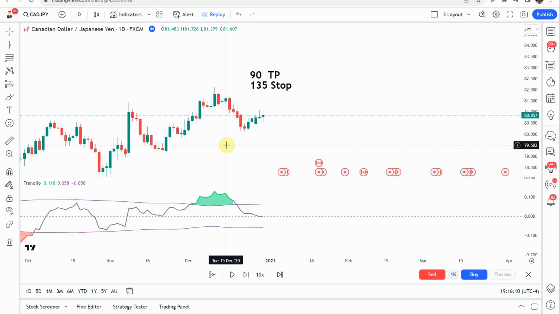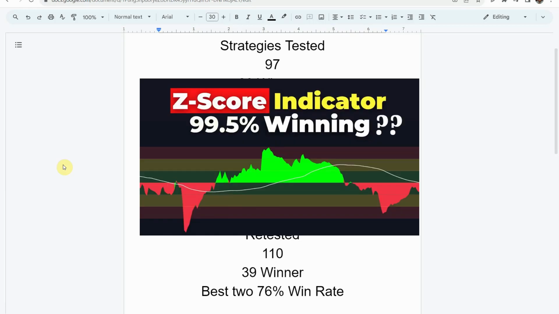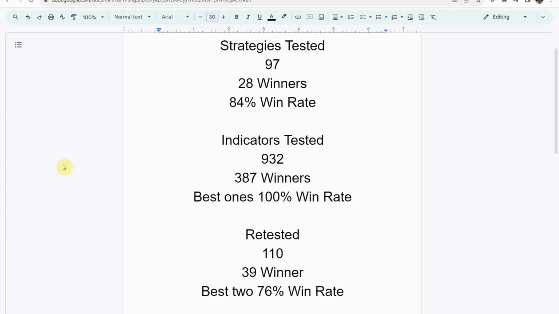Alright, as I said, today we will be testing the Trendilo indicator. Before we do though, I wanted to put the testing scoreboard up for everyone to see. So to date, we have tested a total of 97 different strategies with 28 of them being winners. The best one so far was able to achieve an 84% win rate. That is the strategy with the Z-score probability indicator and the Academy of Forex indicator. I'll put a thumbnail of it up on screen right now, and I'll also link to it at the end of this video with that same thumbnail. You can just click on that video and it will take you straight there to view that strategy.